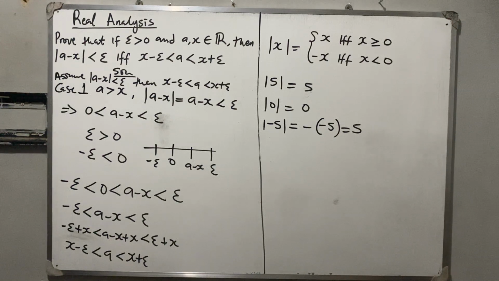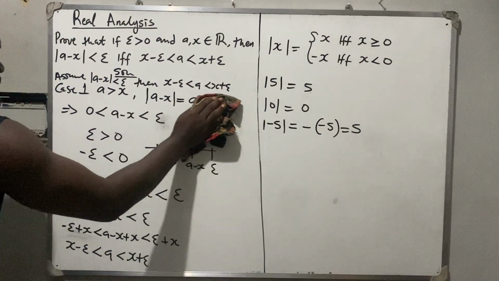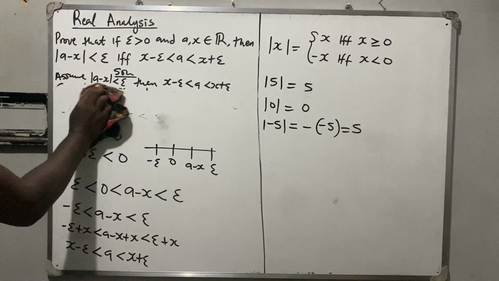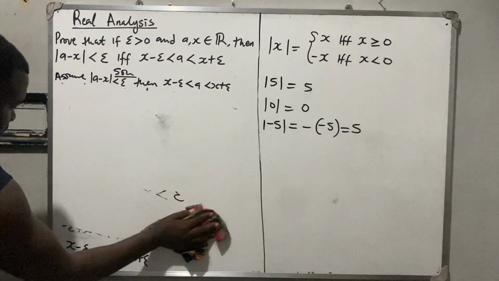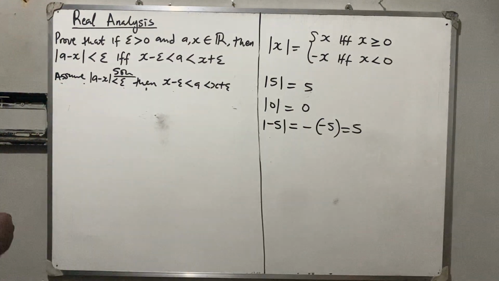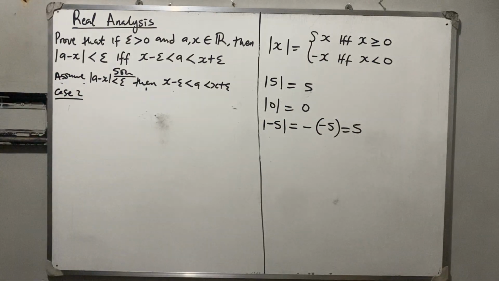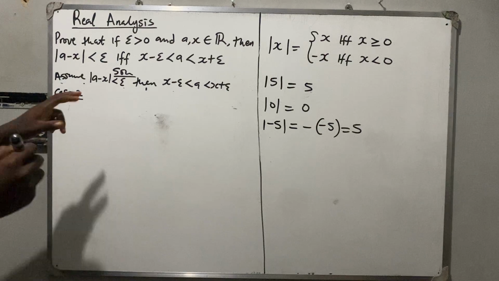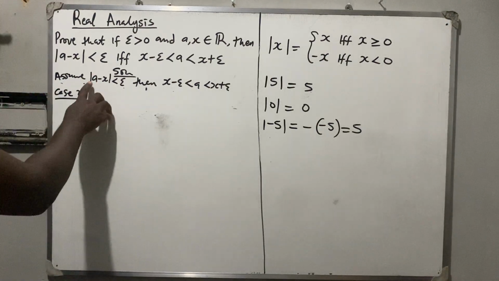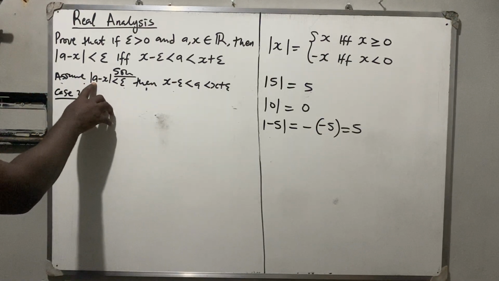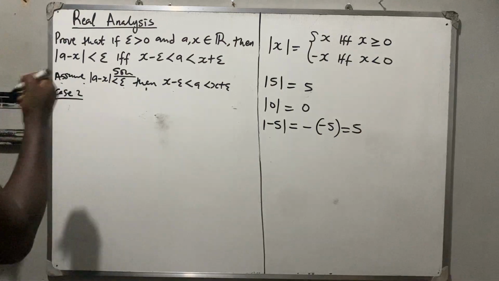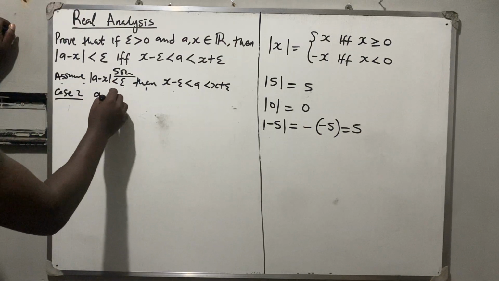Now let's talk about the second case. So permit me to clean here because my board is too small. So let's consider the second case. Okay? Now for case 2, we need here now to be negative. So the only thing that will make here to be negative is that if a is less than x. So the case 2 is that what? A is less than x.